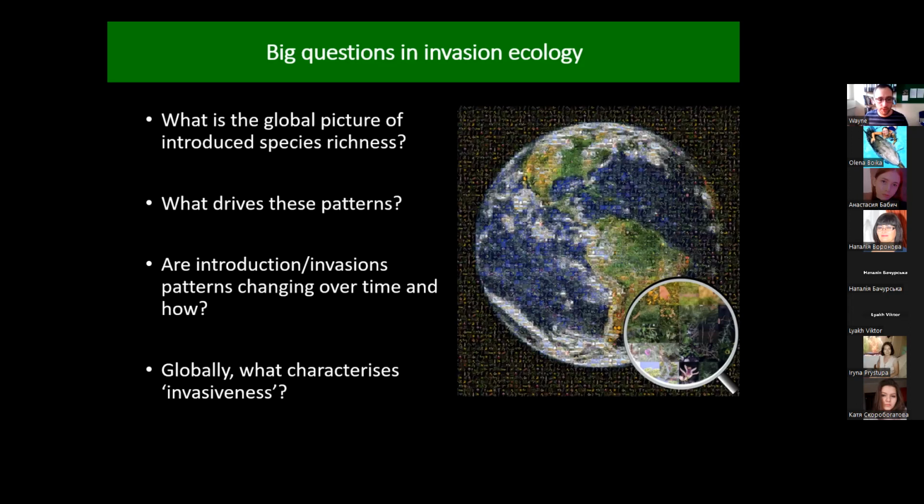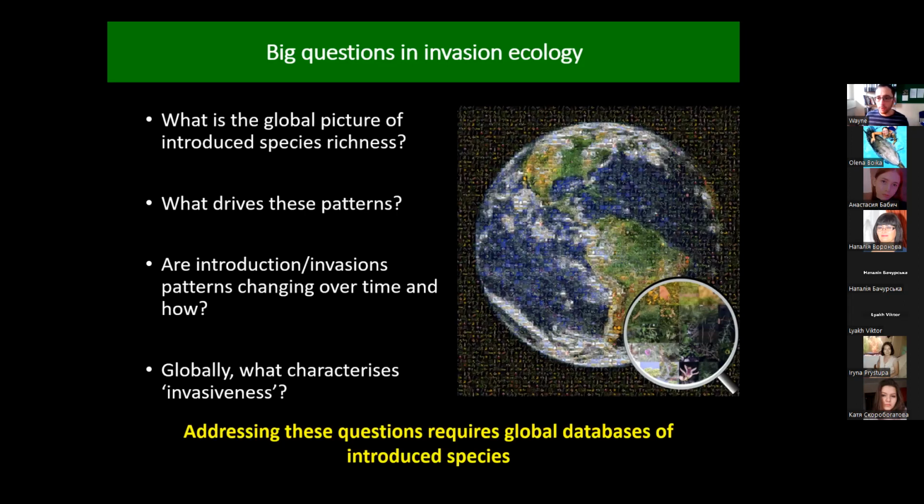And then a final question, which I'm not going to talk about today, is globally, what really characterizes invasiveness? Is there a suite of traits that really characterize a lot of invasive species around the world, which we could then use to try and predict and prevent invasions in the future? But what I'm going to do in today's lecture is really focus on those first three questions on the slide. And in order to address those questions, we really need to have big global databases cataloging species introductions and species establishment events.